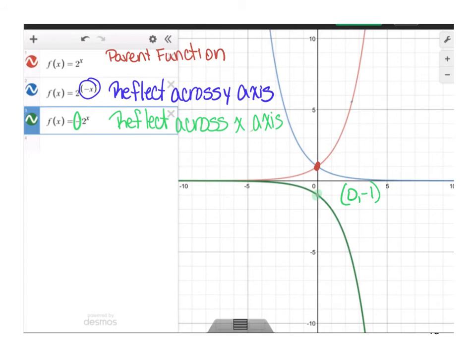So when you're moving up, down, left, or right, and when we start reflecting, our point to watch moves. Once we reflected across the x-axis, this is the point that's now moving up and down and left to right.